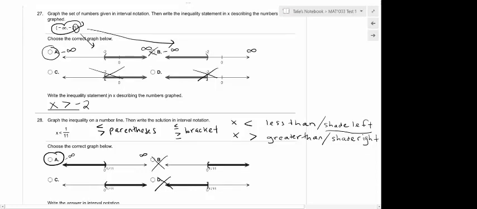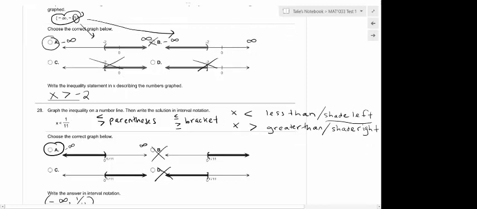Okay, so any questions on 27 or 28? No. Okay.